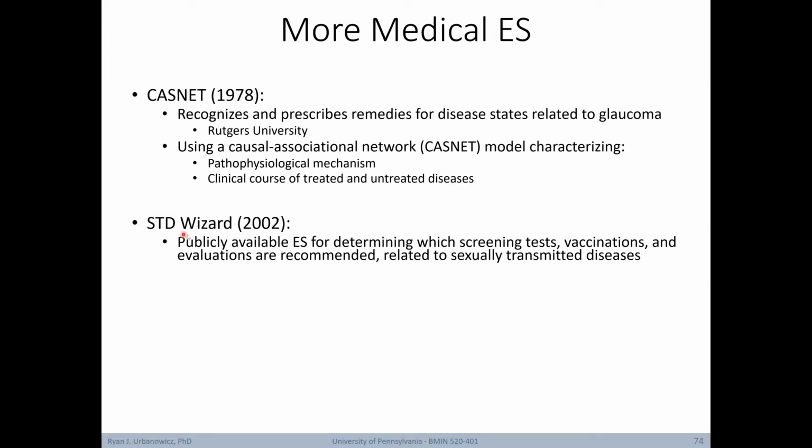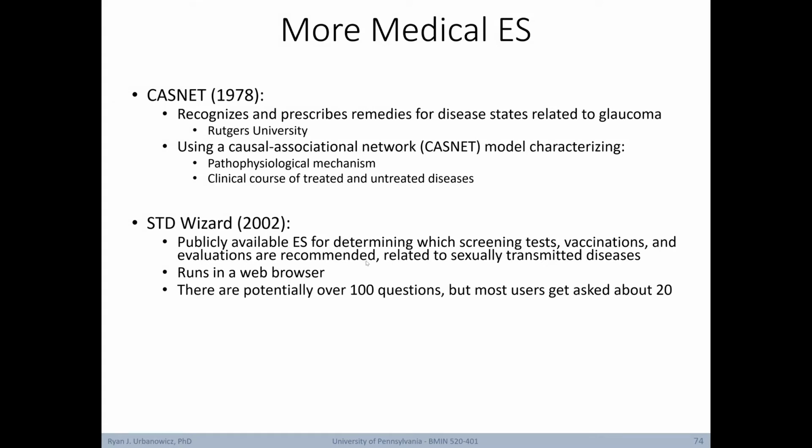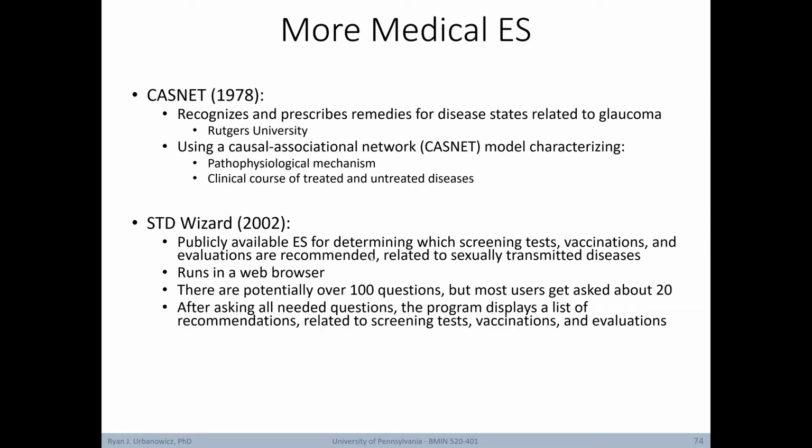Another system was called the STD Wizard, developed in 2002. This is a publicly available expert system for determining which screening tests, vaccinations, and evaluations are recommended related to sexually transmitted diseases. STD Wizard actually runs as a web browser and includes potentially over 100 questions, but most users only actually need to get asked about 20 of them. After asking all required questions, the program displays a list of recommendations relating to screening tests, vaccinations, and evaluations.